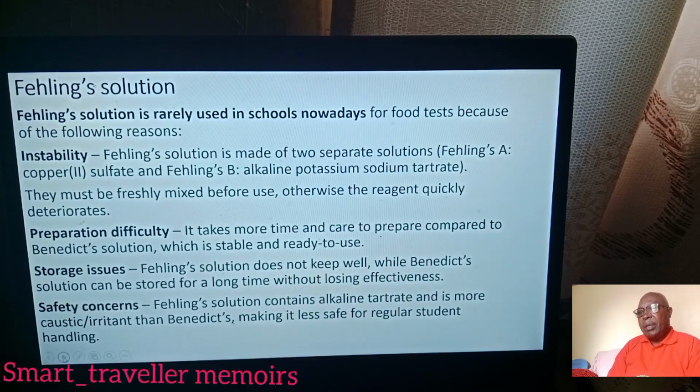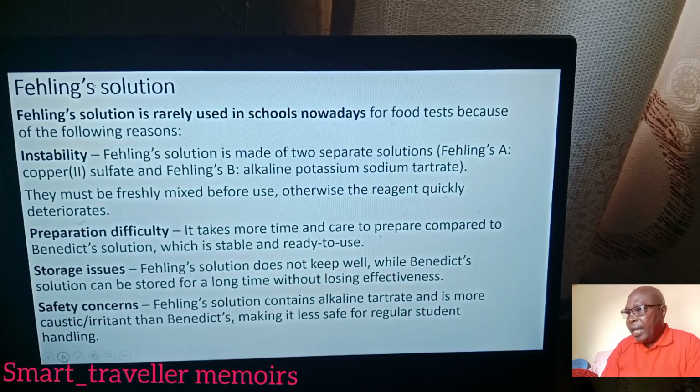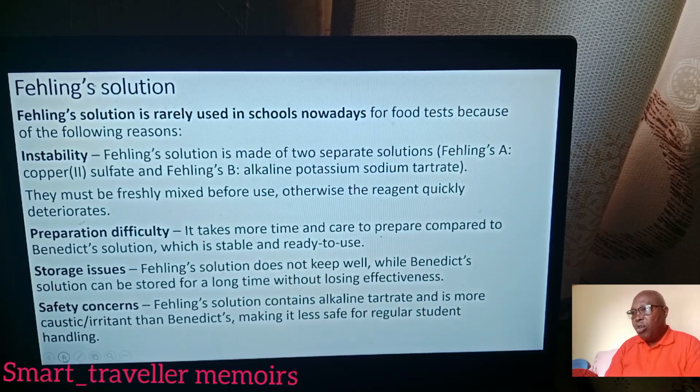The next reason is preparation difficulty. It takes more time and care to prepare compared to Benedict's solution, which is stable and ready to use. We also have problems of storage. Fehling's solution does not keep well, while Benedict's solution can be stored for a long time without losing effectiveness. And finally, there are safety concerns. Fehling's solution contains alkaline tartrate and is more caustic and irritant than Benedict's, making it less safe for regular student handling.